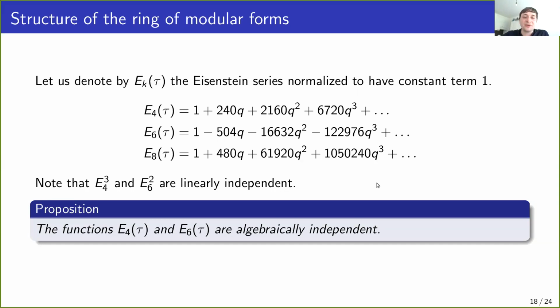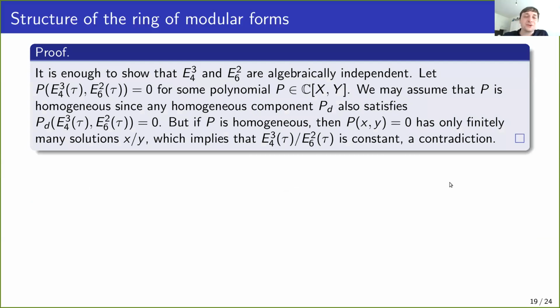And the main part in proving this is to prove that these two modular forms are algebraically independent. I will say why this is enough in a moment. But first, let's see why they're algebraically independent. So we know that these two forms, E4 cubed and E6 squared, are linearly independent. It turns out that this is actually enough. First of all, to show that E4 and E6 are algebraically independent, it's enough to do it for E4 cubed and E6 squared.